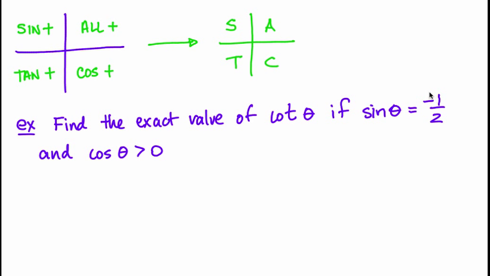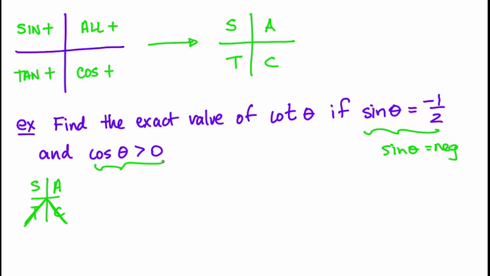So sine theta being negative, if you write down your ASTC quadrants, you know that sine is positive in quadrant 1 and quadrant 2. We want to know when sine is negative. So that's going to happen either in quadrant 3 or in quadrant 4. And then we get some more information from here, and that says that cosine also has to be positive. And cosine being positive only happens in quadrant 4.